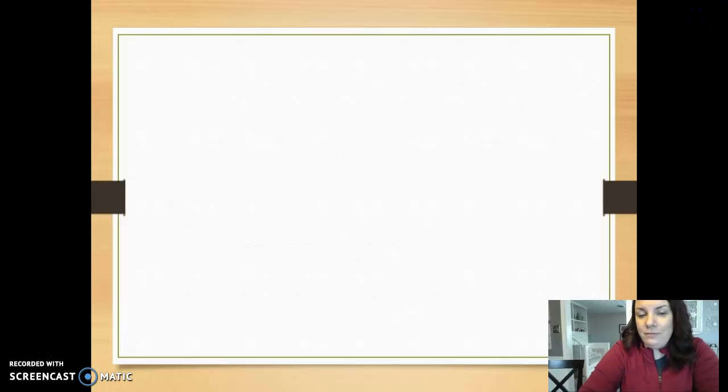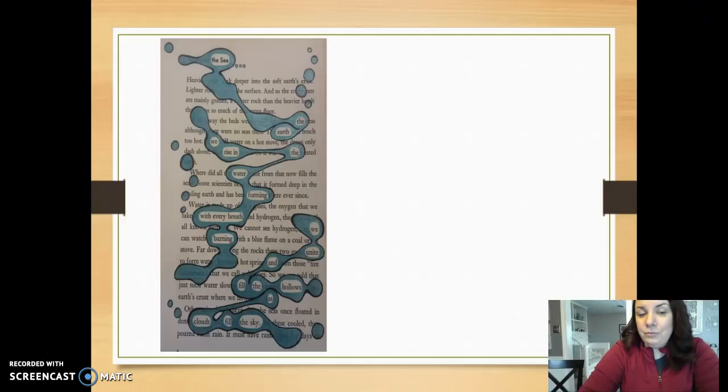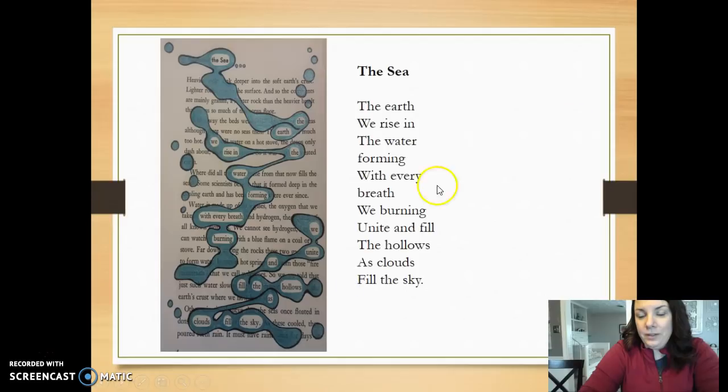So here's an example of a found poem. Here is a page from a chapter book, and what they have done is you can see, they have created the title called The Sea, and then they just circled words as it appeared down the page. And then it became a brand new poem. The Sea. The earth we rise in, the water forming. With every breath we burning, unite and fill the hollows as clouds fill the sky. So that's one way someone could write that.